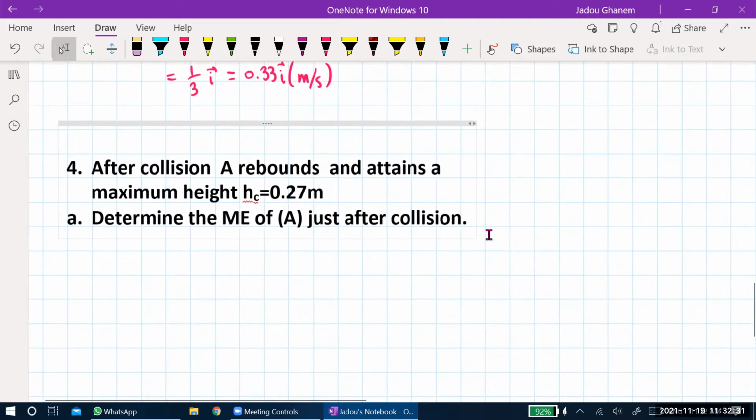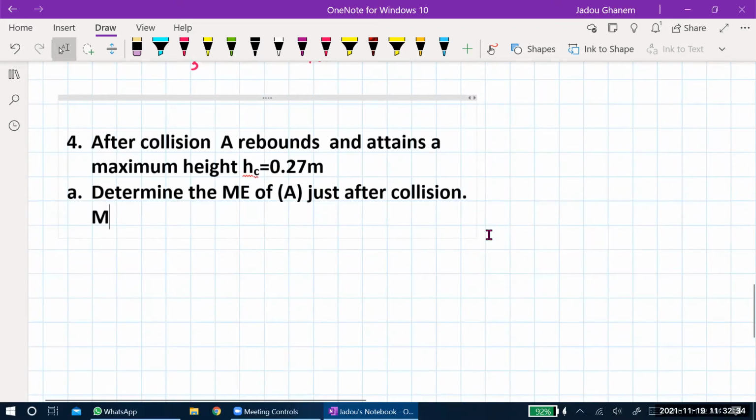So now, as Rayan said, we can just say mechanical energy of particle A at point C, given the height, yes, that's right.